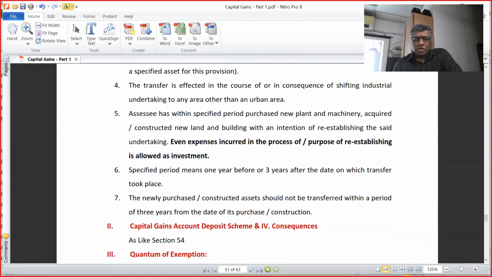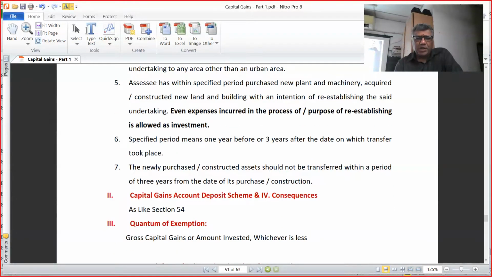The newly constructed asset should not be transferred within 3 years. We all know that it can be both short term and long term, so the law uses the terminology gross capital gains, which means both short term and long term. Read through the conditions once.